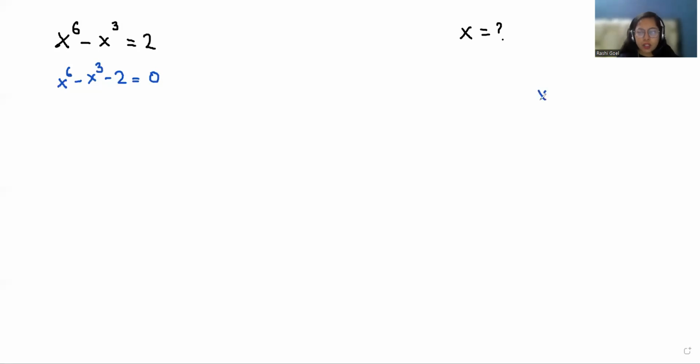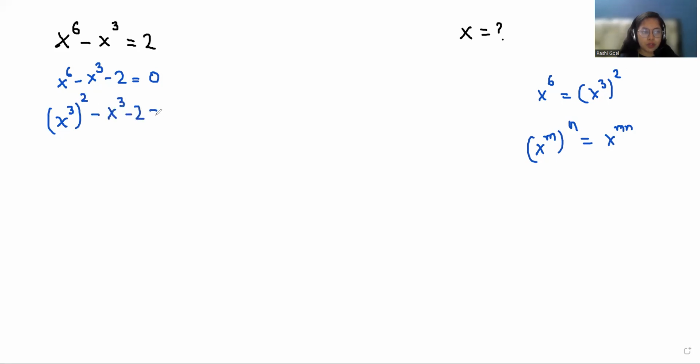Now x^6, we can write it as (x^3)^2, because according to the exponent rule, (x^m)^n is x^(mn). So I'm going to replace it: (x^3)^2 - x^3 - 2 = 0. Now I'm substituting, so let x^3 = y. So we can write it as y^2 - y - 2 = 0.